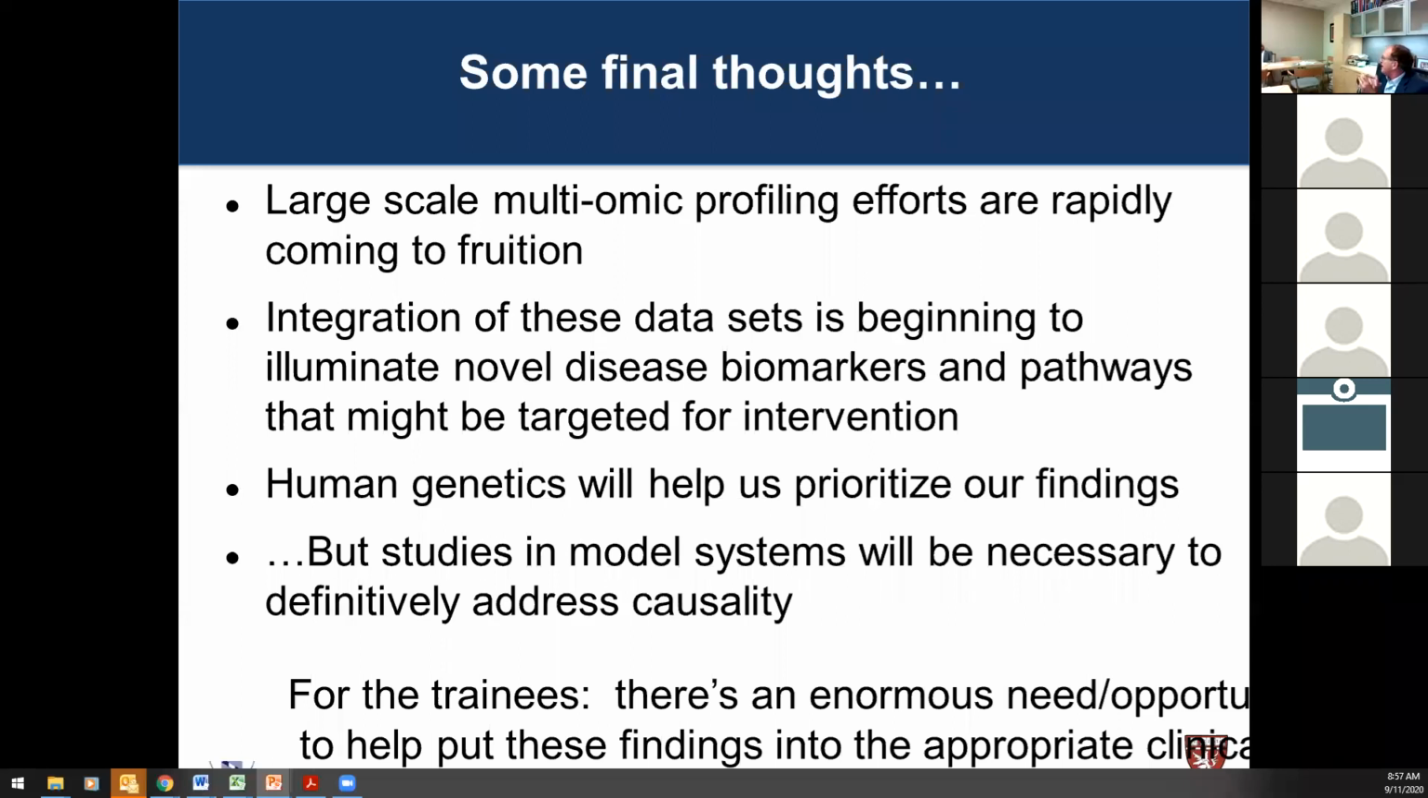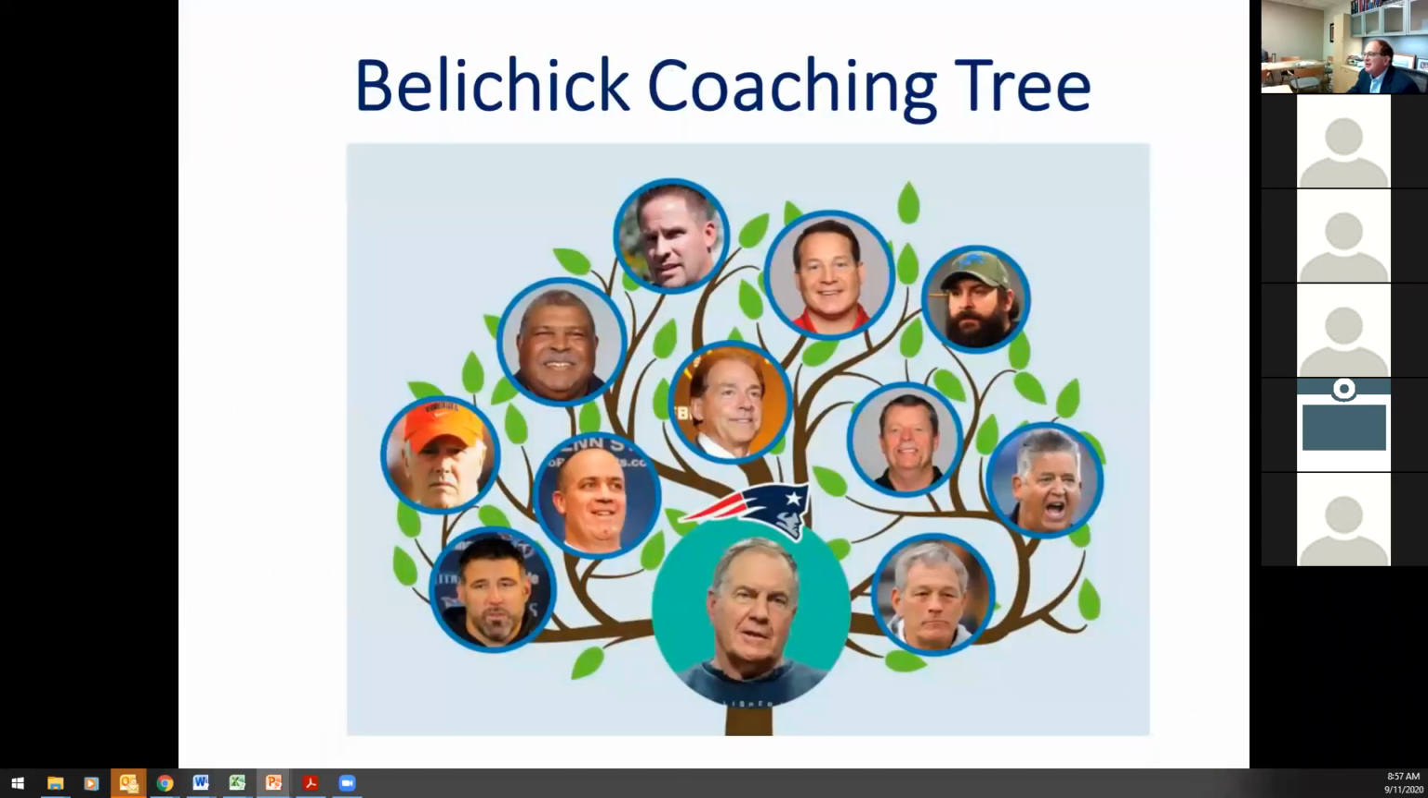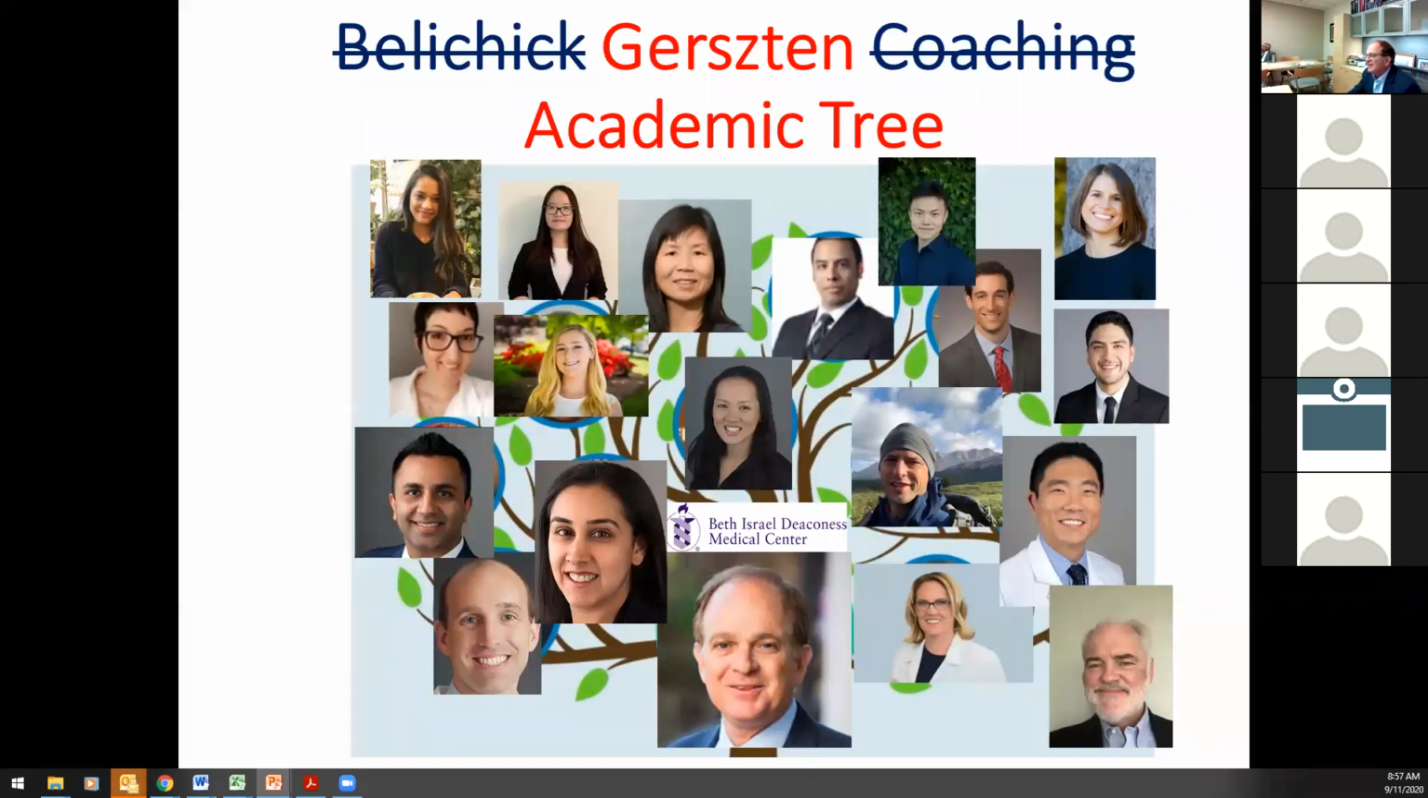So I'll end with one final thought. We here in the Northeast are trying to emulate the good things that are around us. These academic trees, these trees of knowledge and coaching, if you will, that have been generated. This is the Bill Belichick coaching tree. It's an impressive tree. I won't give you my personal comments about Bill Belichick, but it is an impressive tree of individuals. The work that I showed today, our own lab tree, could not have been done without a number of individuals in our group.